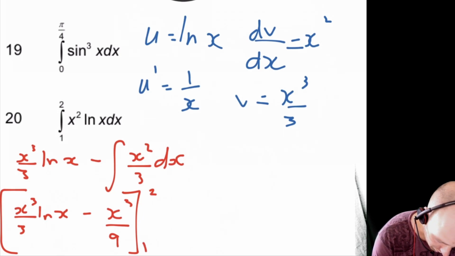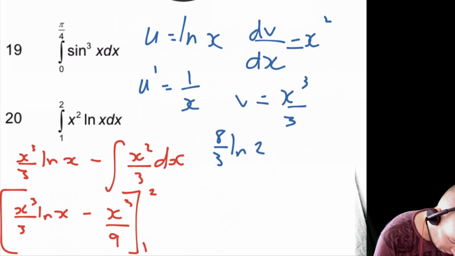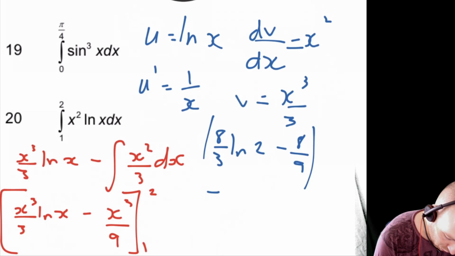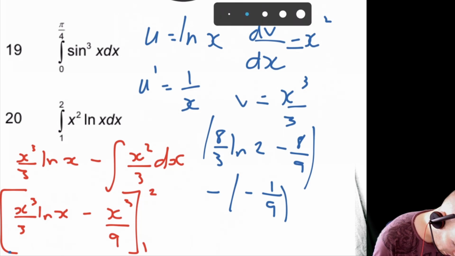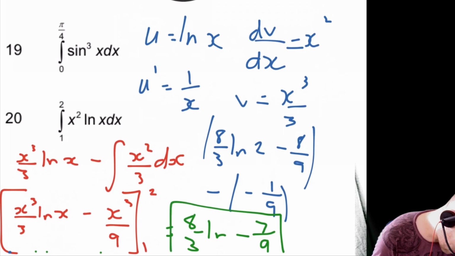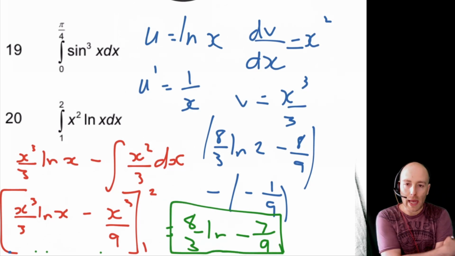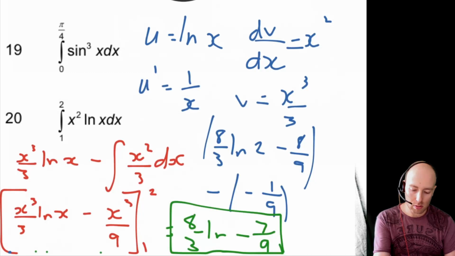Put in 1 and 2. So we're going to get 8 over 3 ln 2, take 8 over 9. Subtract. Put 1 in. ln of 1 is 0. So we're taking away minus 1/9, which is plus 1/9. So we get 8 over 3 ln 2 minus 8/9 plus 1/9, which is going to be minus 7/9. Cool. Right. Anybody got any questions on either of those two?